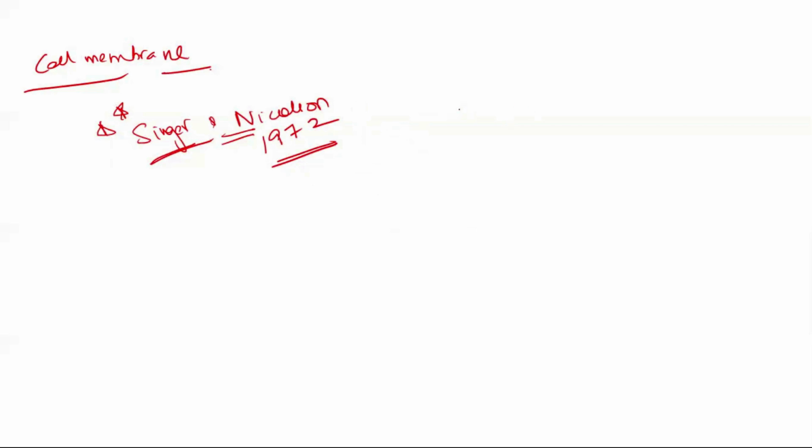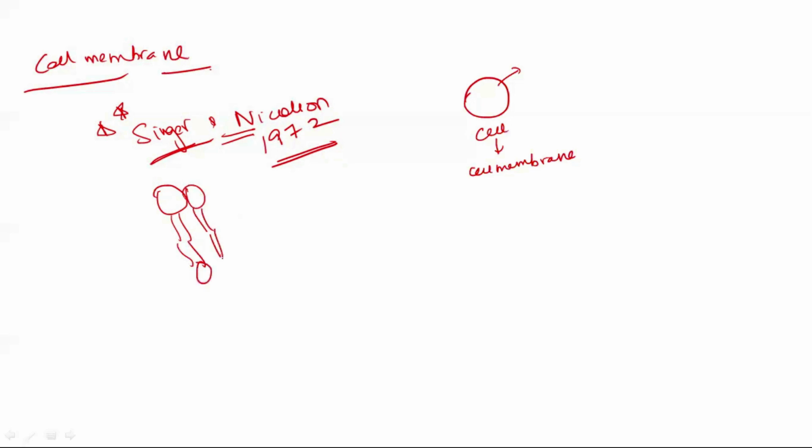Now, what is the main function of the cell membrane? First of all, let me tell you something. Every cell has a cell membrane separating it from the outer environment. So how does this cell membrane look? It has a biphospholipid layer. It looks something like this, like how I'm drawing on the screen.